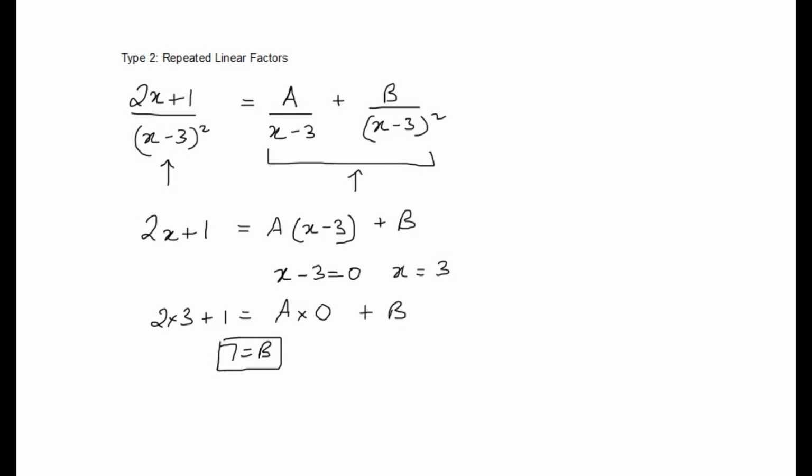Right. Now, in order to get a, since there are no more factors to equate to 0, what we can do is expand it fully. So 2x plus 1 is equal to ax minus 3a plus b, which is 7. Okay. And now what we do is we just equate like terms.